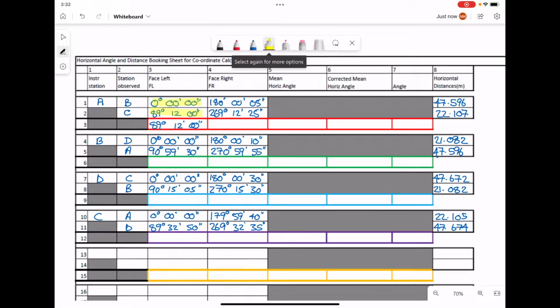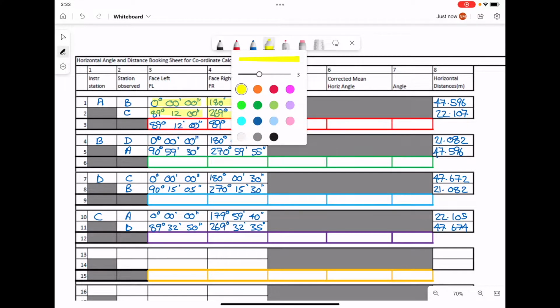For the first pair, the difference is 89, 12, 0. Likewise, repeat for the pair of face right angles. The difference between those two is 89, 12, 20. The difference going in underneath.